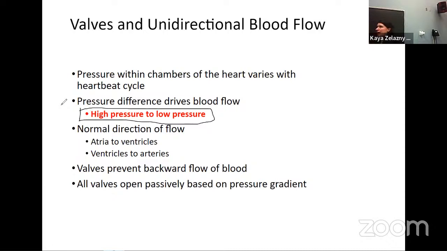So this is going to be true as we talk about the chambers of the heart, and then we're going to be thinking about this as well as we think about our blood vessels in the future, as we think about our lungs, and so on. So high pressure to low pressure. So the normal direction of blood flow is what we went through on the assignment. Right atrium to right ventricle, out to the lungs, left atrium to left ventricle, out to the body.